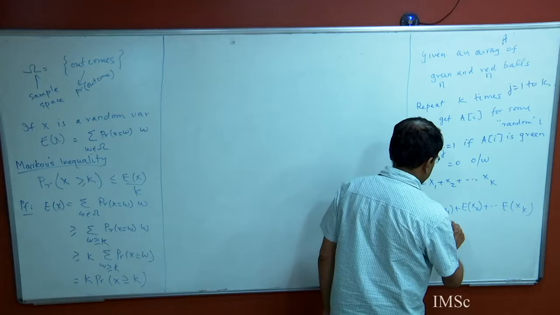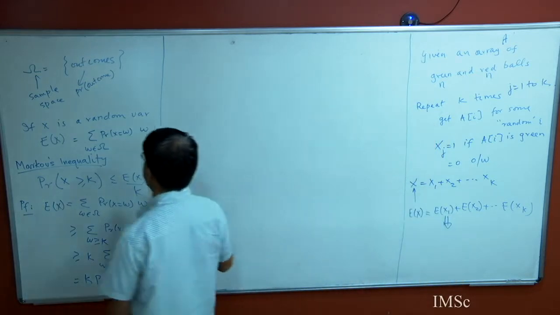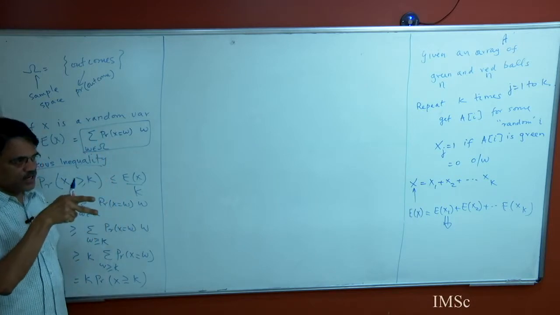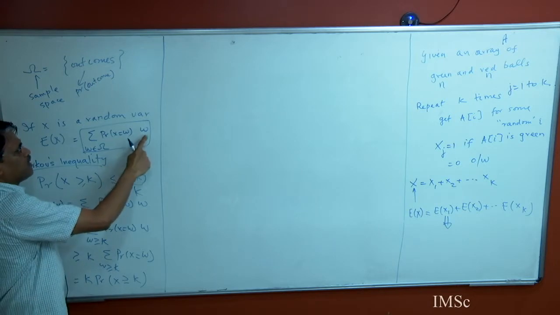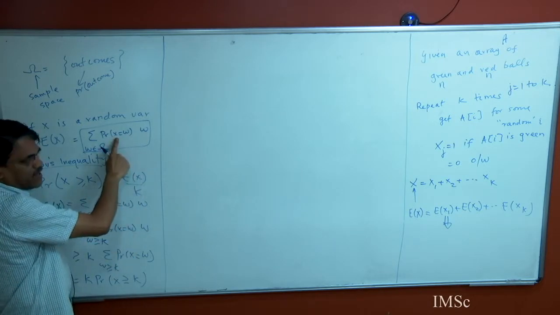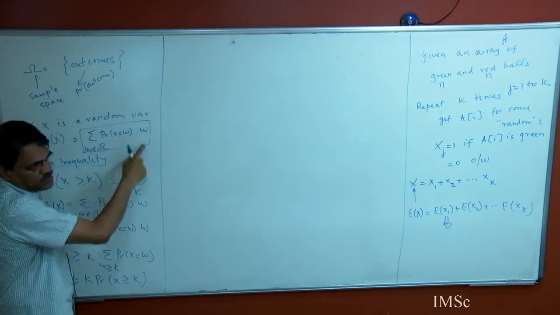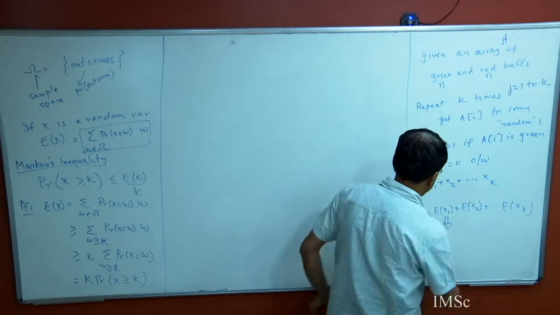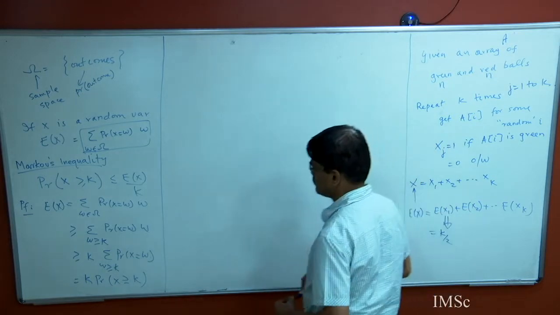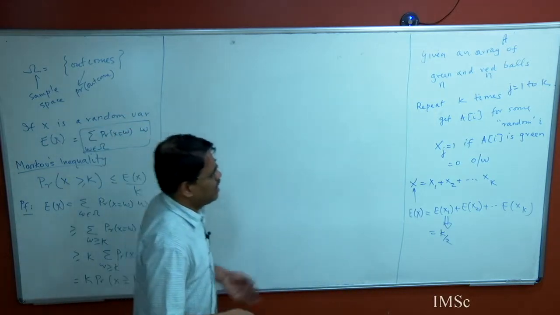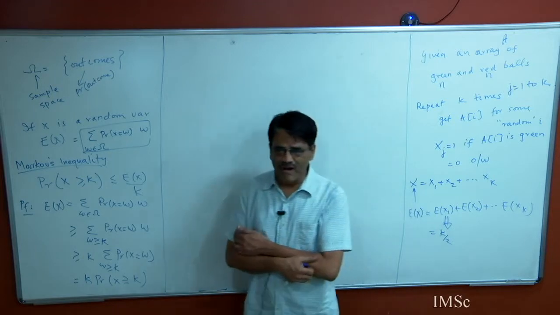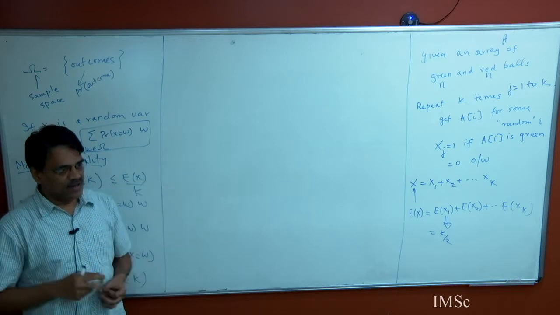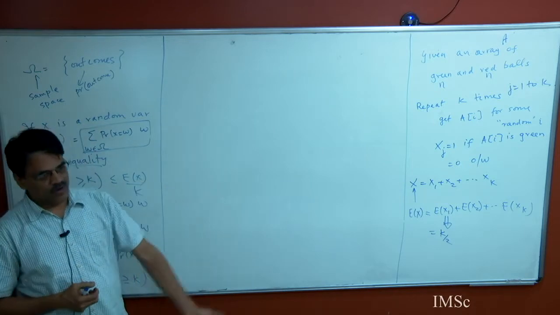What is the expected value of any particular random variable? Let's apply this formula. For each one, there are exactly two outcomes, so it's 1 with probability half plus 0 with probability half. So 1 into half plus 0 into half is half. This is half for all of these, so this is k by 2. Okay, so this is intuitive, right? If you have a probability of half of getting a head, and I toss k coins, the expected number of heads is k by 2.